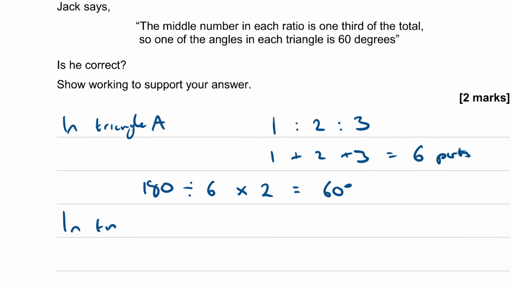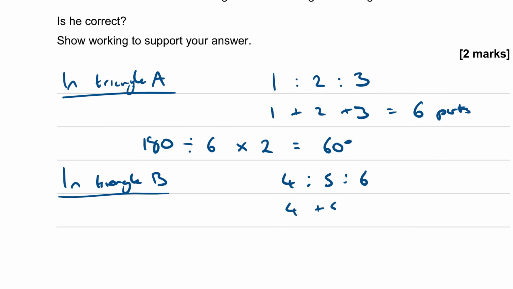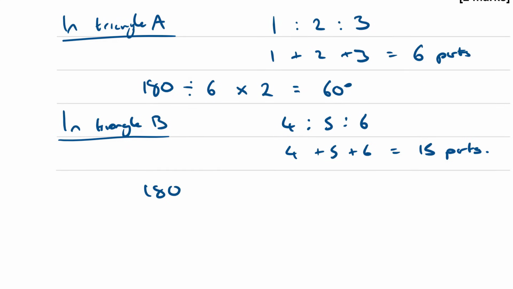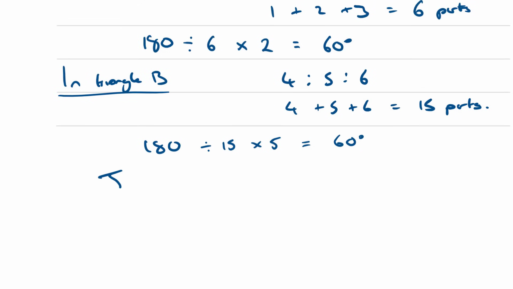In triangle B, our ratio is 4 to 5 to 6, which, if I add those up, 4 plus 5 plus 6 is equal to 15 parts. And then 180, which is the angles in a triangle, divided by our 15 parts and times by 5, again is 60 degrees. So it looks like Jack is correct. So Jack is correct.